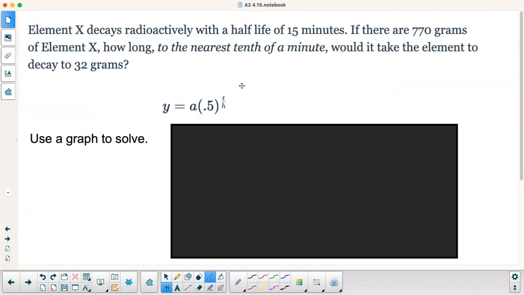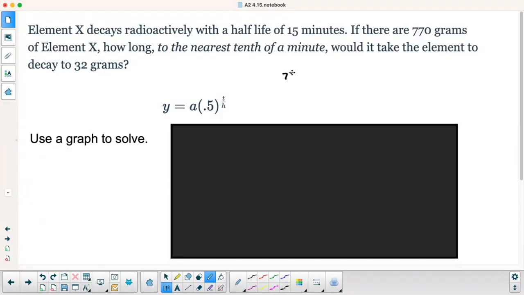All right. So I added a few problems. These aren't in your book, but they're very similar to what we're doing. So we're going to jump in here. Element X decays radioactively with a half-life of 15 minutes. If there are 770 grams of element X, how long to the nearest tenth of a minute would it take the element to decay to 32 grams?